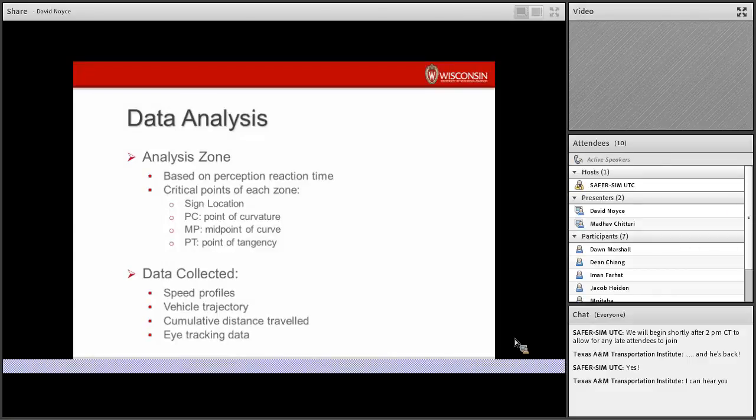It happens. I lost my point here, but I think we were talking about data collection, and I was explaining the analysis zones and then some of the things that we also collected in terms of speed profile, some trajectory information, and some other things that I'll tell you about here in just a second.